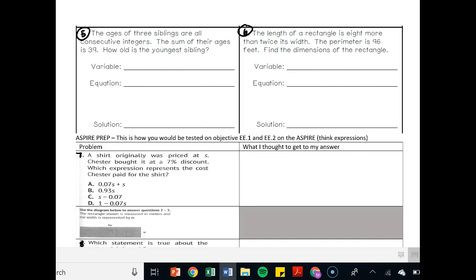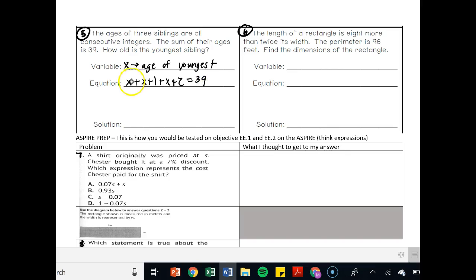The sum of their ages is 39. How old is the youngest sibling? So x is going to be a variable. It's the age of the youngest sibling, right? And so we don't know the age of the youngest sibling. We know that the age of the next sibling is just x plus 1, because that would be the number after that age. And then the age of the sibling after that is just x plus 2. That would be the number after that. And we know that altogether they add up to 39, right?